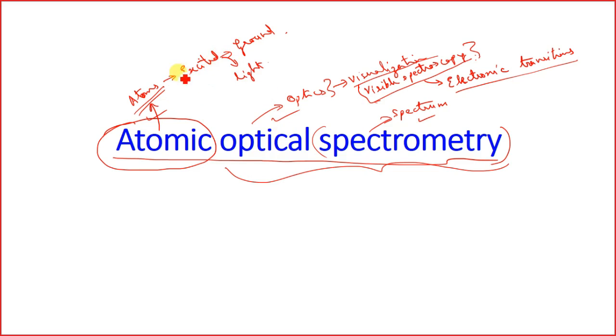So when these excited atoms come down to the ground state, during this process they emit light. Okay, and here, in atomic optical spectrometry, we analyze this visible light. So I hope everyone has understood the difference between normal visible spectroscopy and atomic optical spectroscopy.